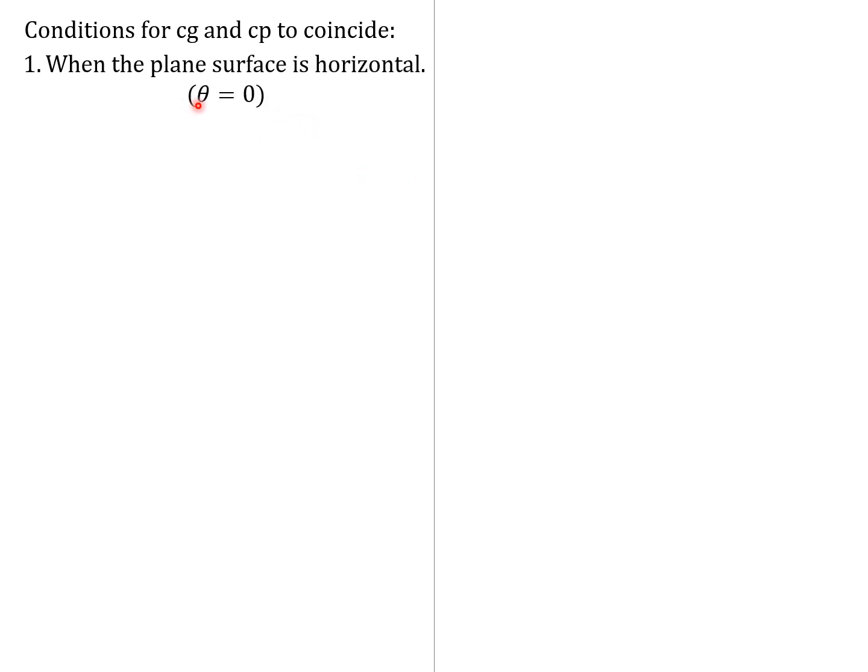Point 2, of course: the conditions for CG and CP to coincide. For CG and CP to coincide, the eccentricity E must be 0 in the formula, and I sub CG sine theta over area times barred H will only be 0 if sine theta or theta is 0. So when the plane surface is horizontal, or theta is 0, then eccentricity E will be 0 from the formula.